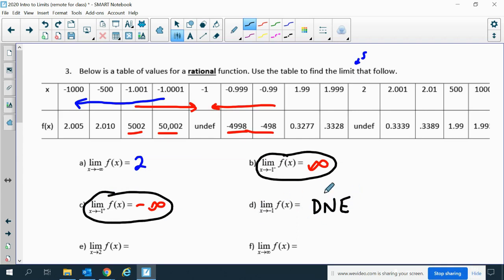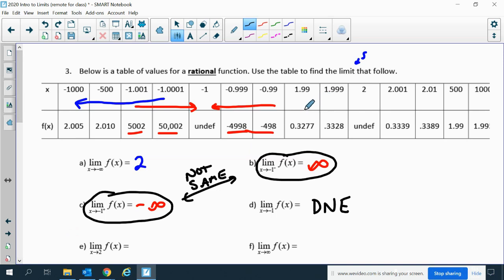It does not exist because these two things are not the same. If they are the same, then we can say that the limit at that value exists. But since the limit does not approach the same value from the left and the right, we would say that the limit does not exist.